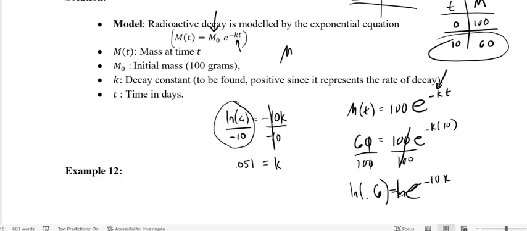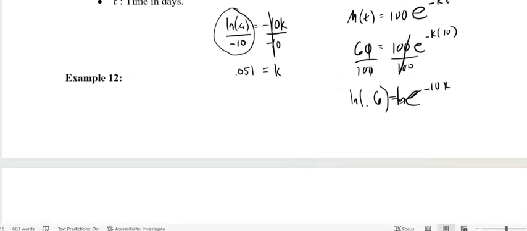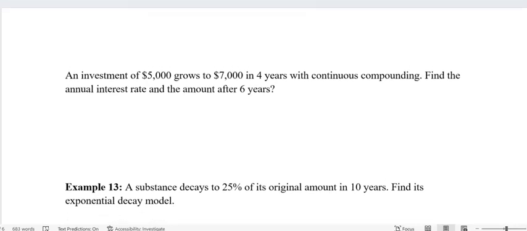So my function then, which is the question, I get the initial amount, which was 100, e to the negative 0.051 t, where t is in days. We found k. If we wanted to check that, then this other point should hit this point. That is, if I plug in 10, I should get an output of 60.